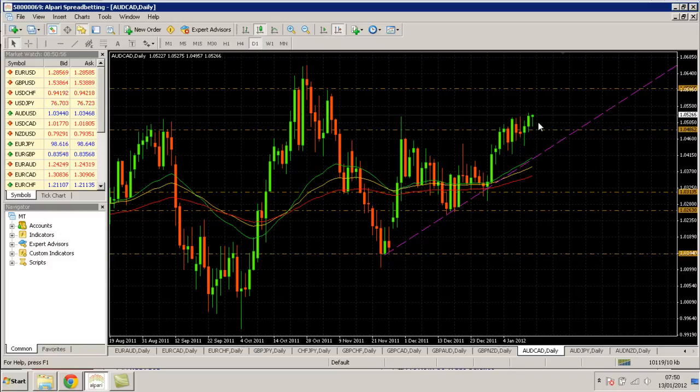Right, that's just a quick update of the currency pairs that we are looking at, and obviously the lines that we've drawn on our charts. So see if they match or resonate with you.